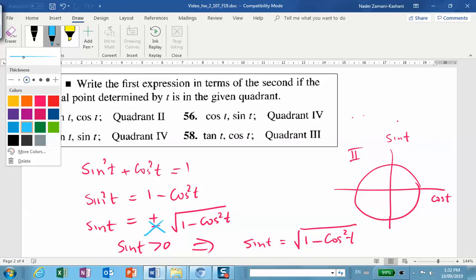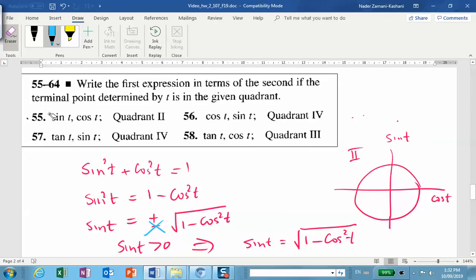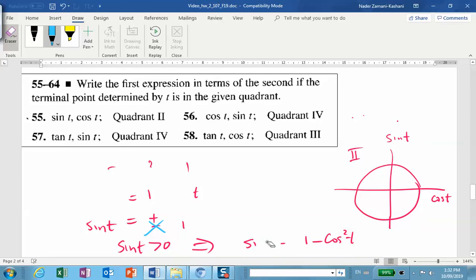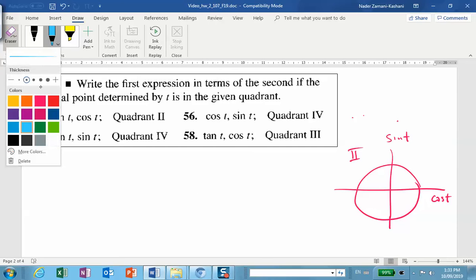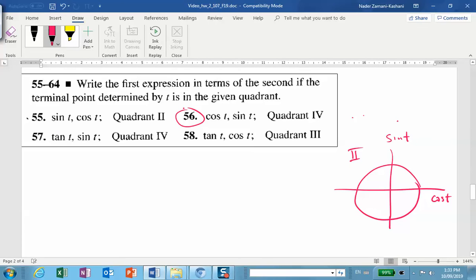Let's go ahead and do the next one. So number 56. That's the way these problems go. They all go like this. Okay, let's get rid of these. Okay, so which one are we doing? 56. Now, quadrant 4 is over here.